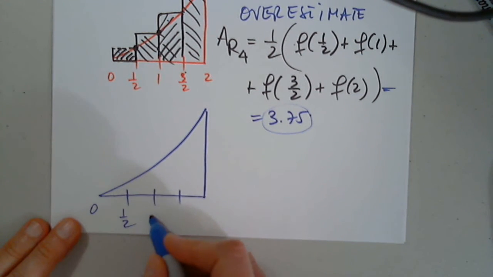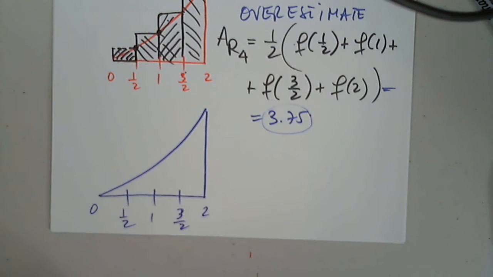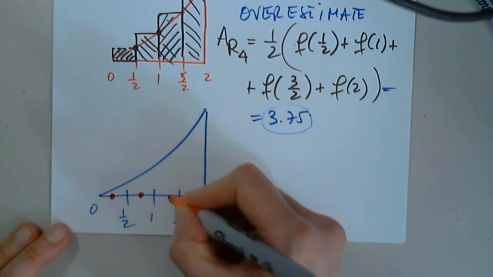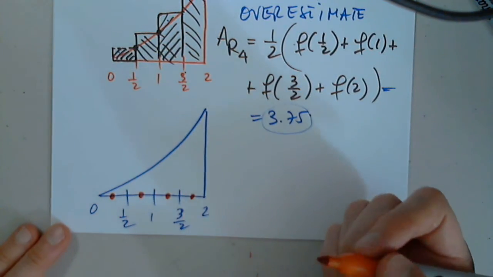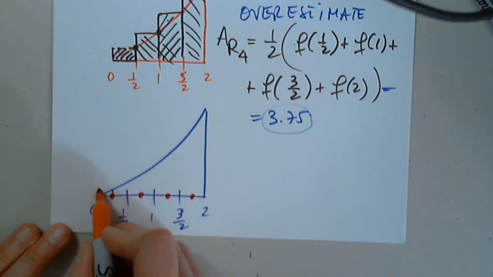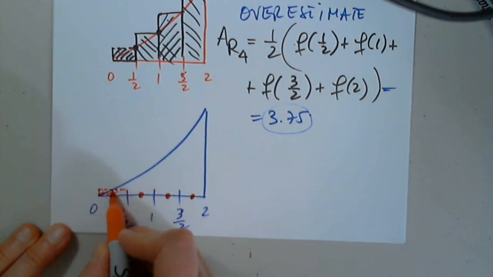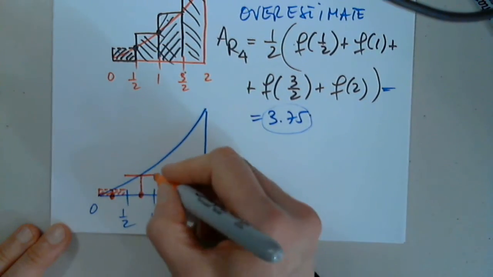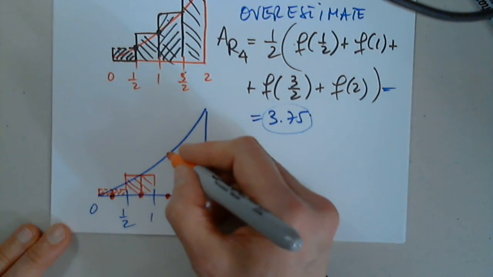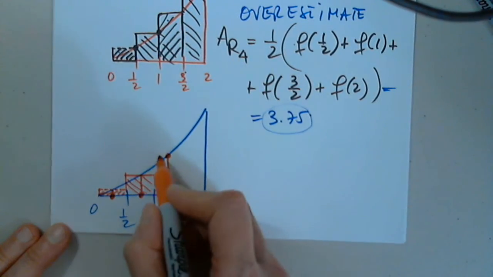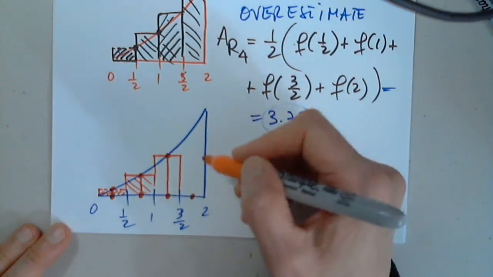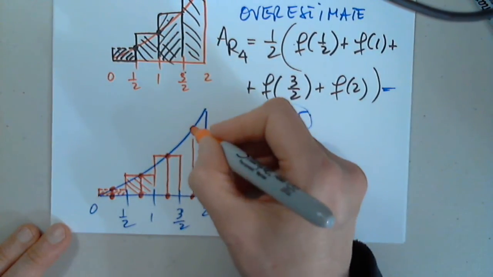Still 0, still 1/2, still 1, and 3 halves, and 2. And here is our next step: the midpoint. The height is at the midpoint. Here's the area. The height of the rectangle is at the midpoint. The height at the midpoint. And the height at the midpoint.